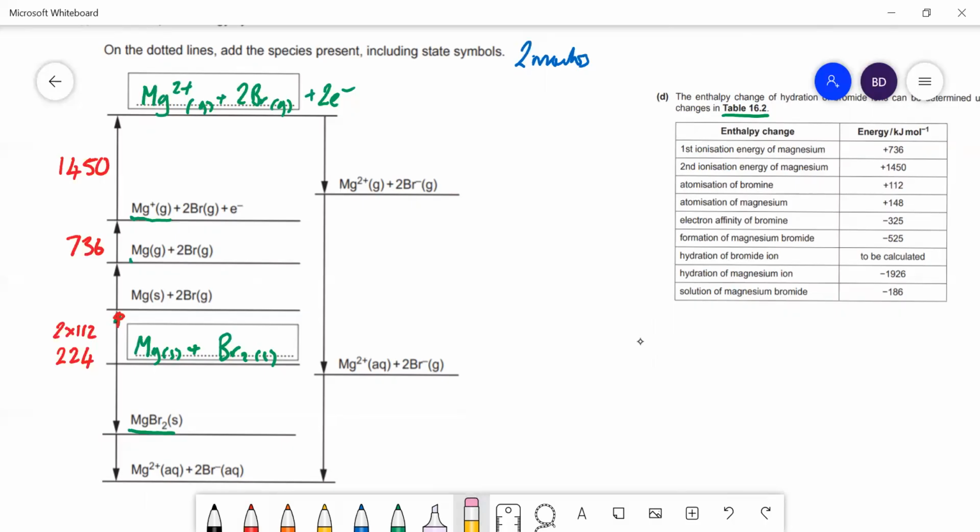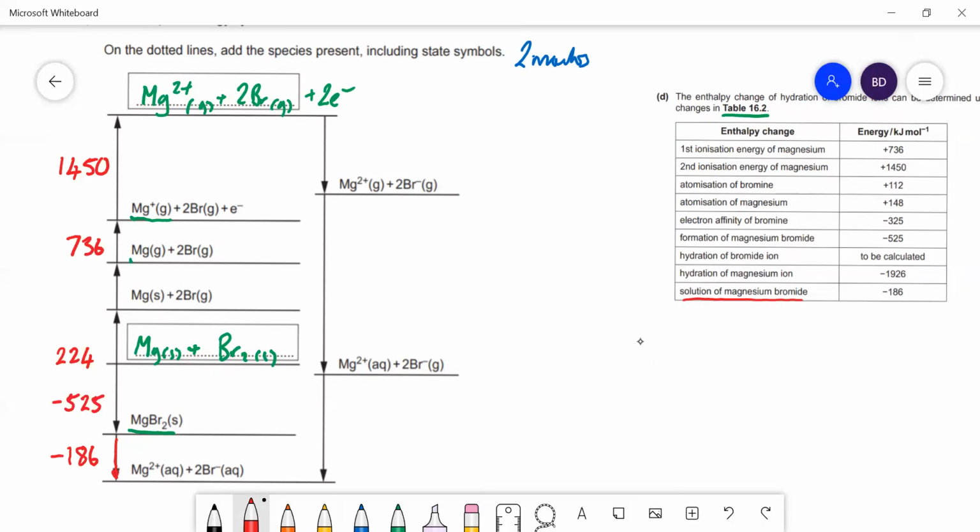Okay, so I'll just rub that out, make it clearer. This arrow going down, that's the enthalpy of formation of magnesium bromide, minus 525. So I'm not going to worry about the signs because the arrow is going down. We know it's minus anyway. Then this bottom arrow, what we're doing there, we are dissolving magnesium bromide. So that's the heat of solution of magnesium bromide. That's minus 186.